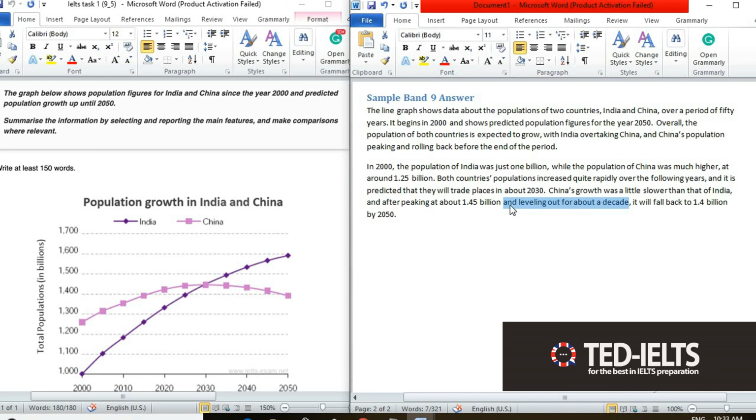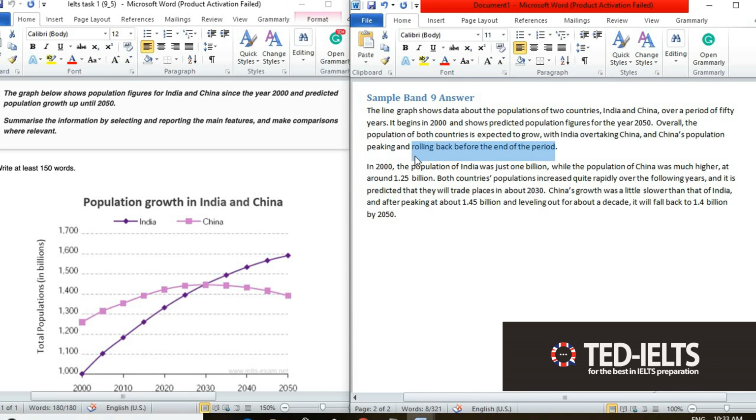So what I'll do is I'll add this. I'll say after peaking at 1.45 billion and leveling out for about a decade. So I figure this is a period of about a decade in here. A decade means 10 years, by the way. It will fall back to 1.4 billion by 2050.